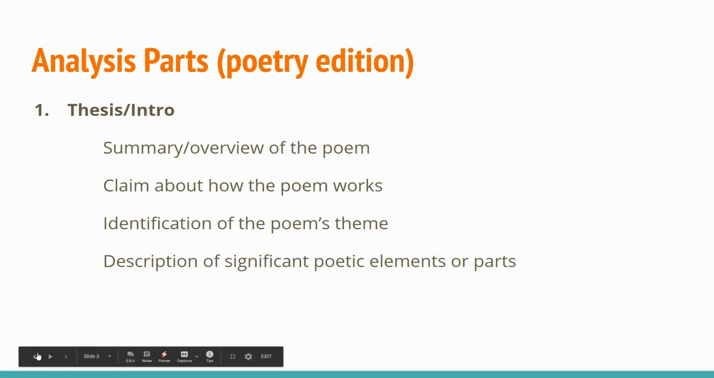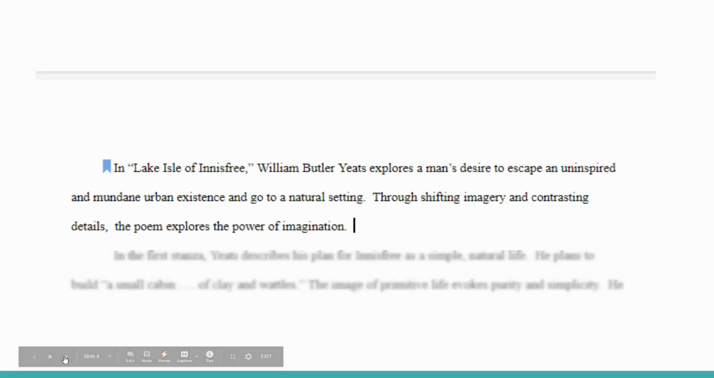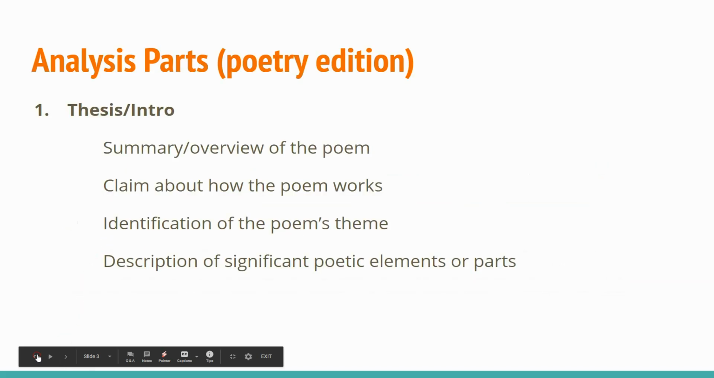Pretty simple, 2 sentences. Now, if you're writing a more elaborate analysis that's maybe 20, 30 pages long for some upper-level college course, your introduction to your analytical essay may end up being longer, right? But for this, we're doing just a 5-paragraph essay. That's enough to touch on those things. Summary, overview, claim about how the poem works, identification of the theme, and description of significant poetic elements or parts.